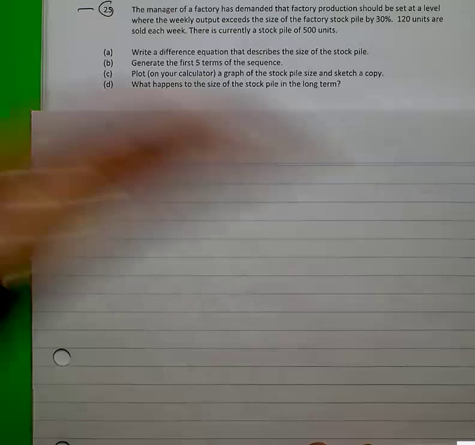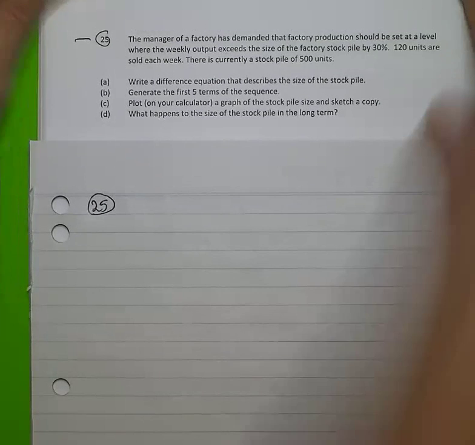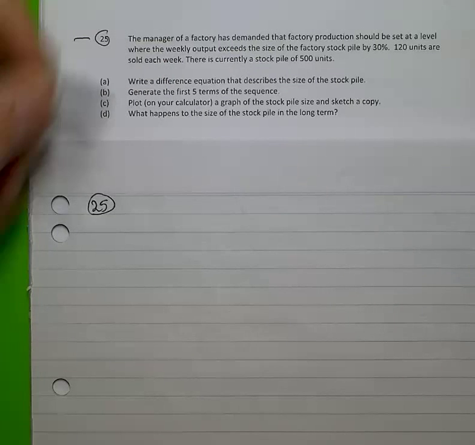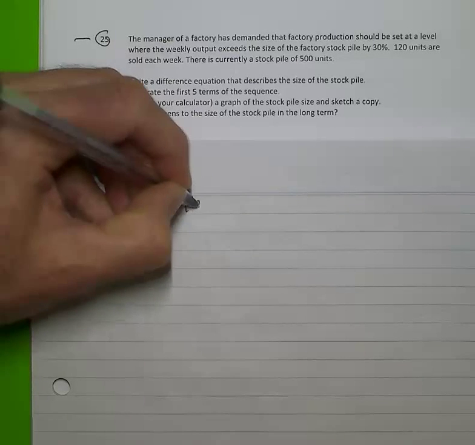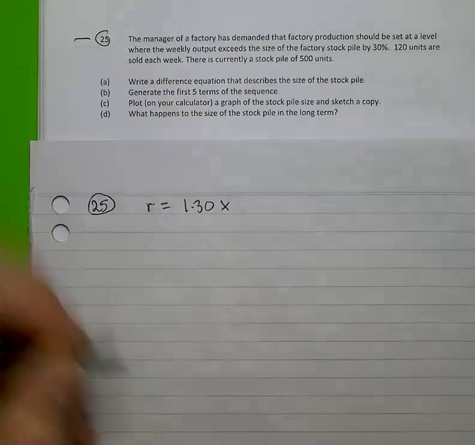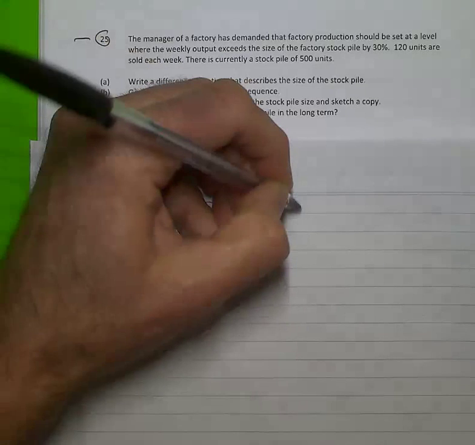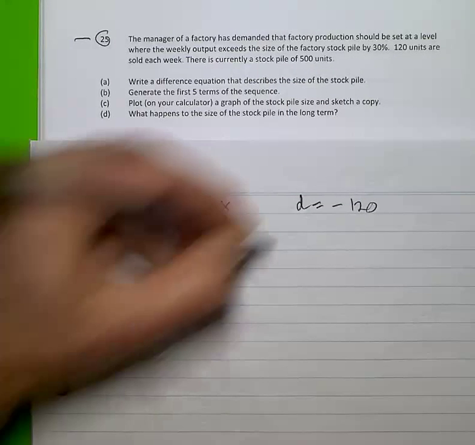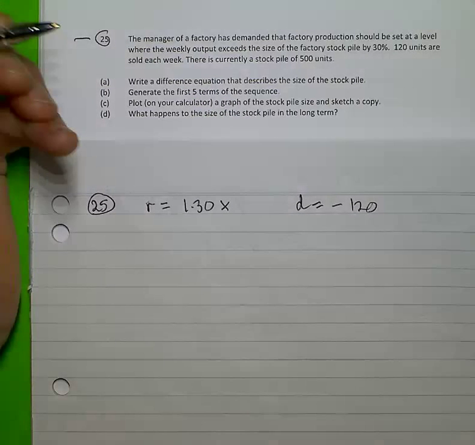Now, question 25 is the first modelling scenario that we're looking at. One little point to watch is that when something increases by 30%, it means it's got a common ratio or a multiplier of 1.30 times. They're sold 120, so mine is 120, and initially there's a stockpile of 500 units.